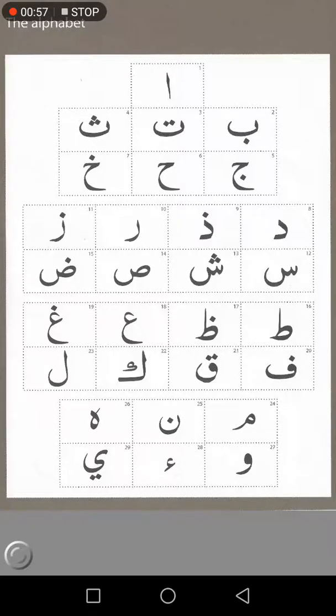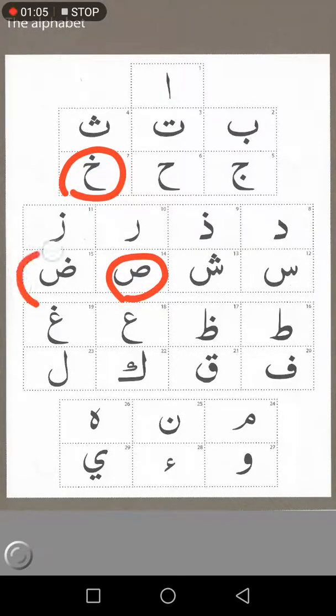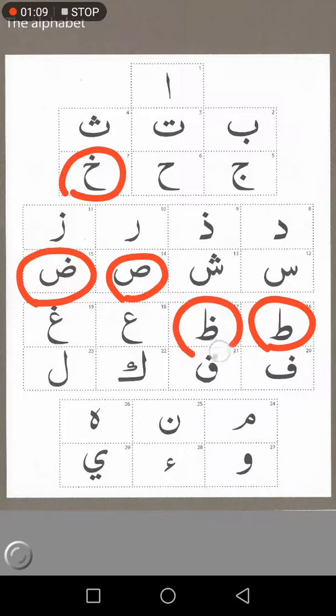So let's go through the letters. The first one is kha, then it's sad, dad, ta, va, ghain, and qaf. Okay, they're the full mouth letters. FMLs for short, if you want to abbreviate it.